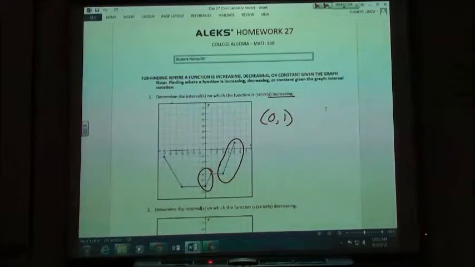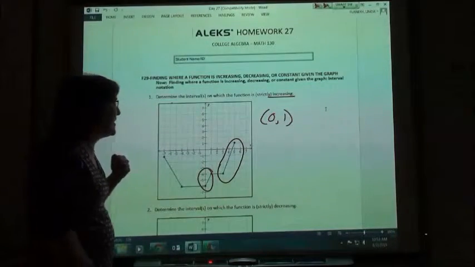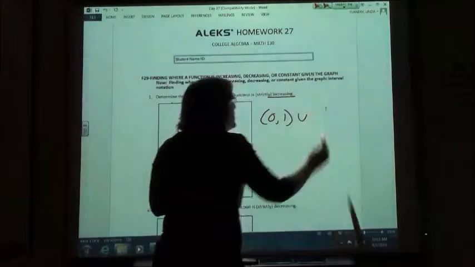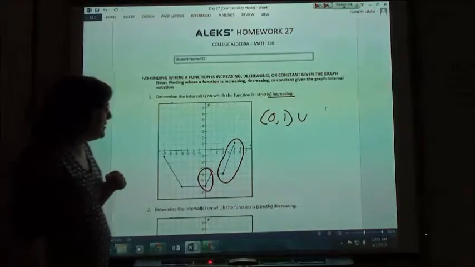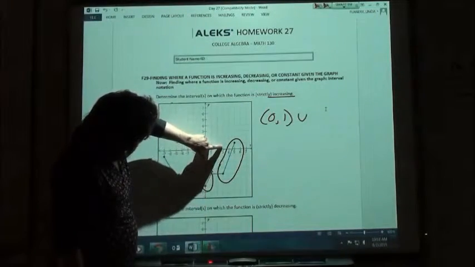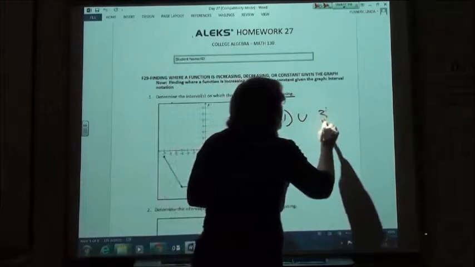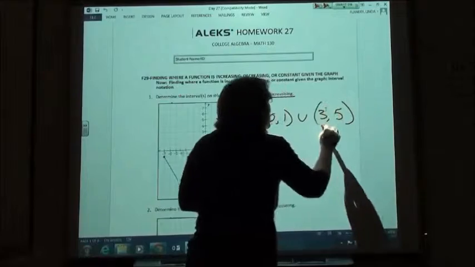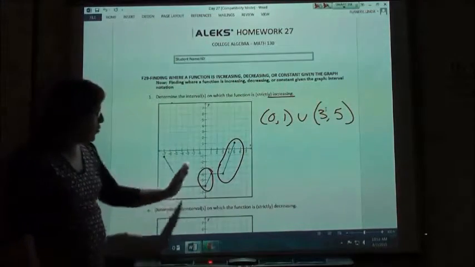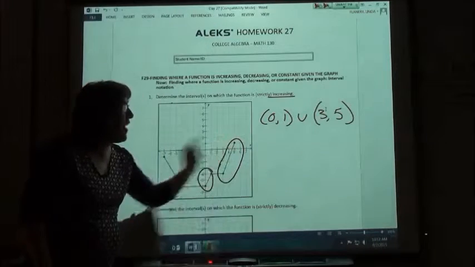Some textbooks will use a bracket, but most of them just use the parenthesis. Either really should be correct. We're going to use parentheses. We have a second section, so we're going to join it with the union symbol. This section, the x value of this point is at 3. The x value of that point is at 5. So from 3 to 5, it is also increasing. So my line is increasing from 0 to 1, 3 to 5.